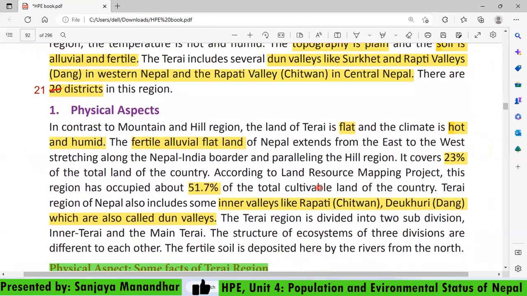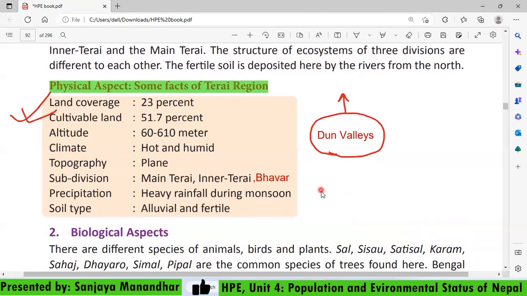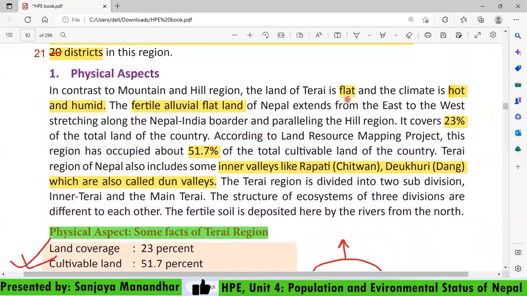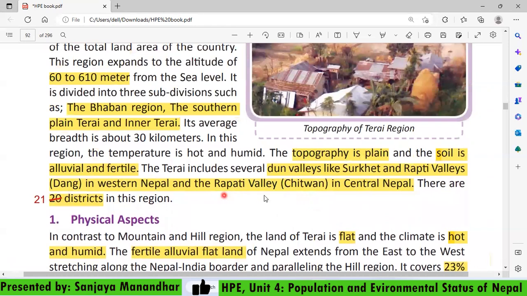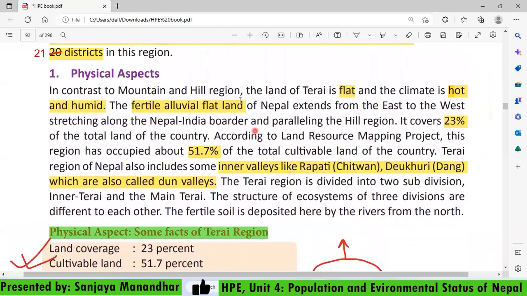Now let's go to physical aspects. If you see, inside physical aspects, what things are there? These are all the points. Now look here: flat land, plain land, and the climate is hot and humid. What type of soil? Alluvial, fertile soil, 23% of land area coverage, 51.7% of cultivable land, and inner valleys, or you can say dune valleys, like Chitwan, Dang, and Surkhet valleys. So similar things are repeated here.